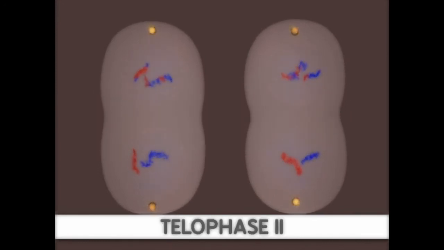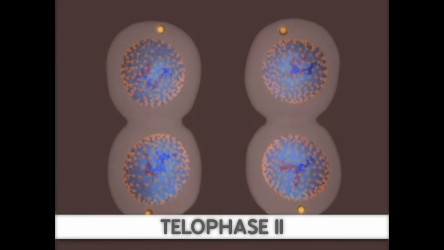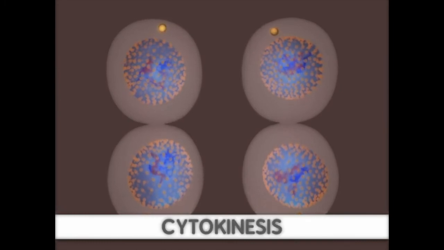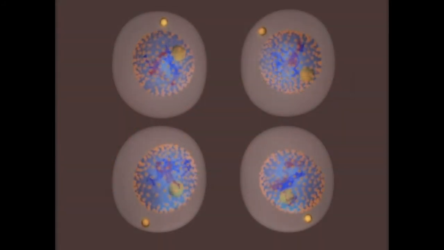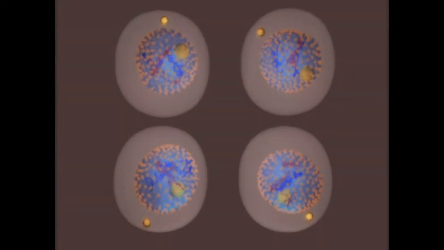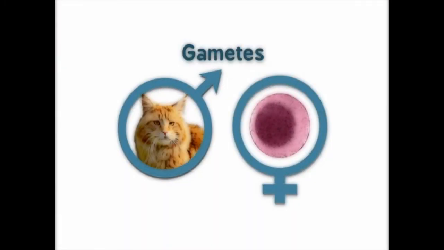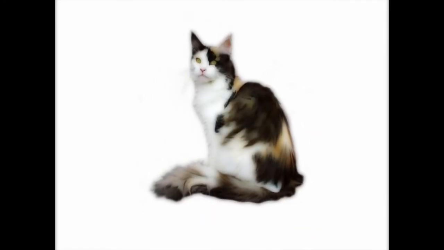In telophase II, the nuclear membrane reforms and the cytoplasm is divided into the two haploid daughter cells. This division is called cytokinesis. Since meiosis II began with two cells, and each of those cells were split into two cells, we now have four unique haploid cells at the end of meiosis. These cells are gametes. Two gametes, one from a father and one from a mother, may fuse to produce a diploid embryo. The resulting embryo then grows through many cycles of mitosis.